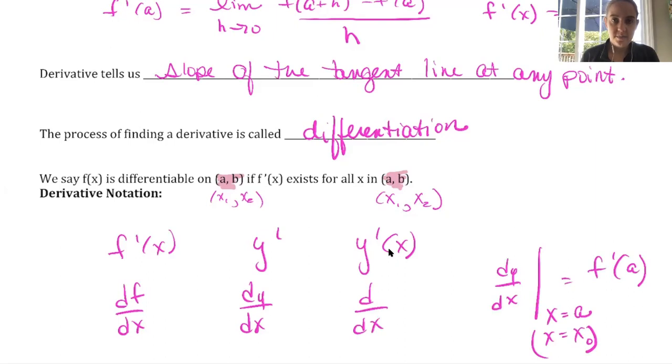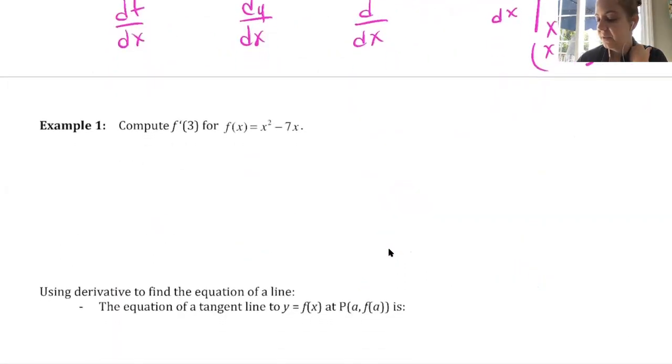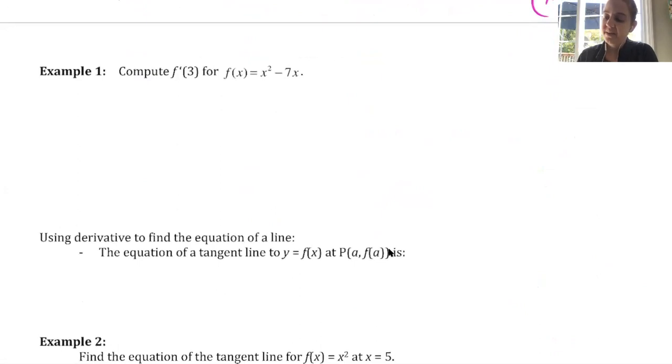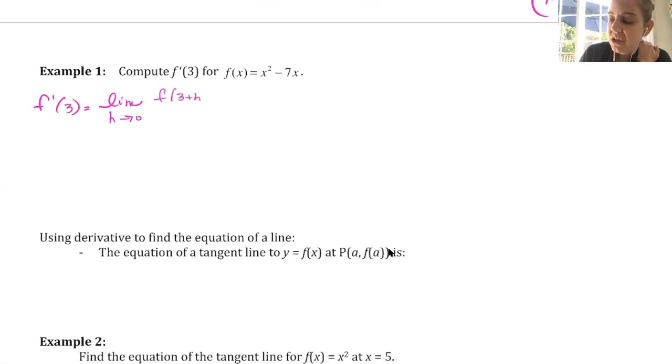All right, that's a lot of me talking about notation. What does this look like for you? How do we solve these problems? So example 1: compute f prime of 3 for f of x equals x squared minus 7x. You're going to want to write small for these. So f prime of 3 is equal to the limit as h approaches 0 of f of 3 plus h minus f of 3, all over h. So I'm finding the derivative at a specific point, which is the slope of a tangent line at a specific point.